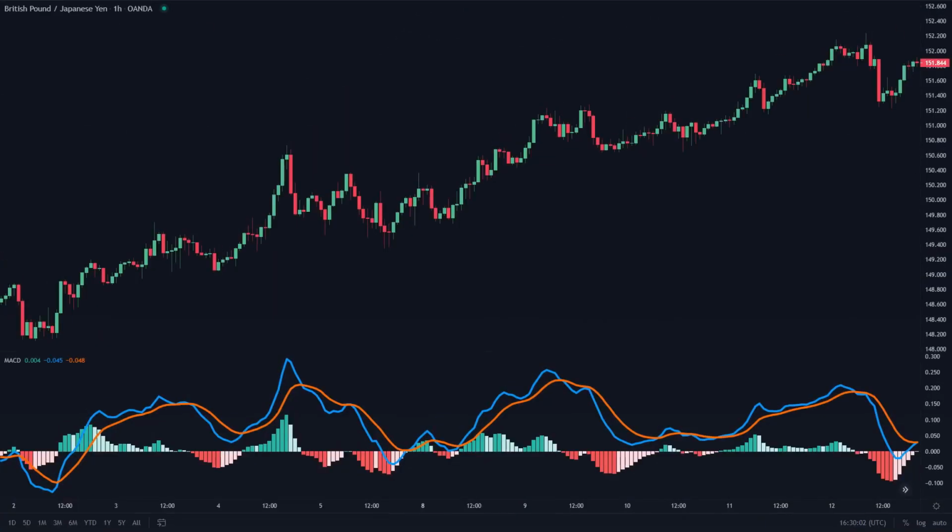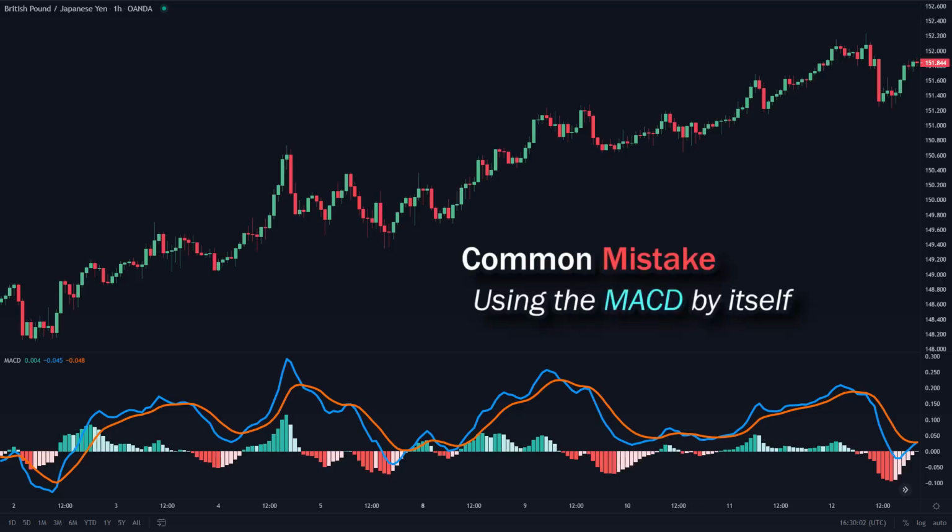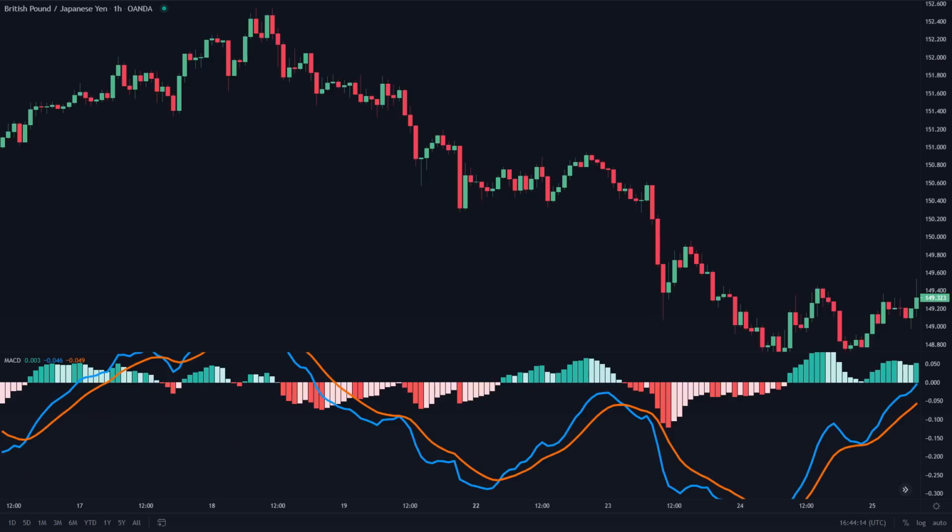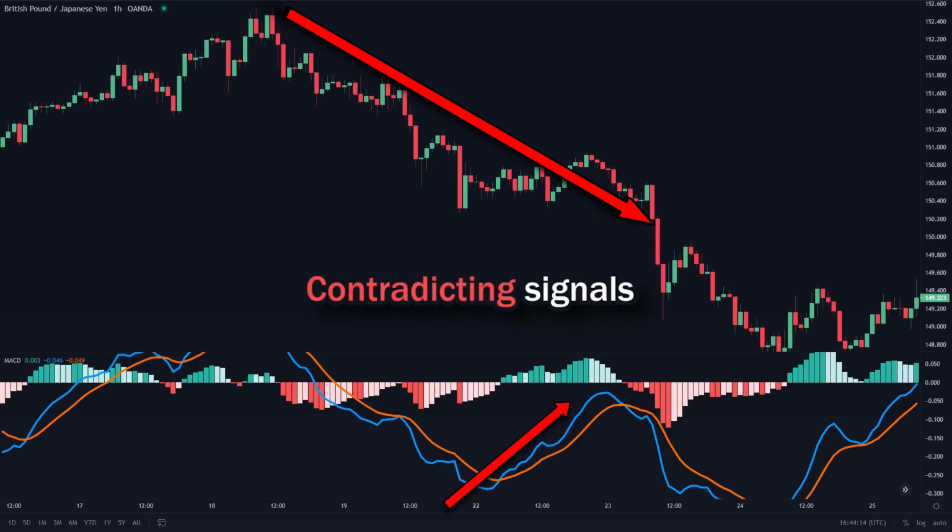Now let's talk about the different strategies that you can use with the MACD indicator. First, a common mistake that traders make is using the indicator by itself. Let me show you why it's a bad idea to use the MACD alone. Here we can see that the overall market is on a downtrend, however the MACD is crossing over upwards. Notice how the signals are contradicting. The MACD is indicating a bullish momentum, but the market is on a downtrend.